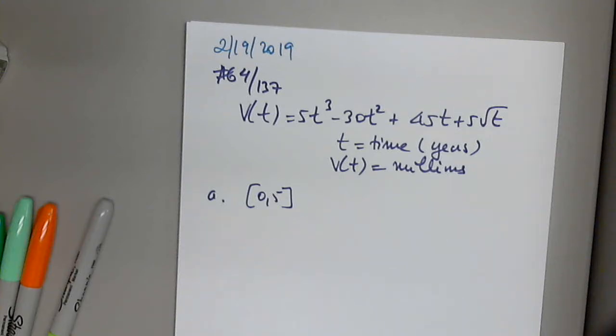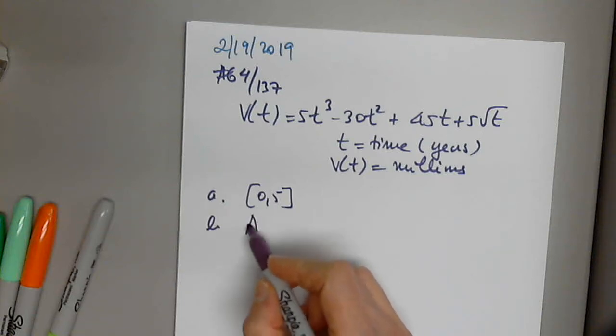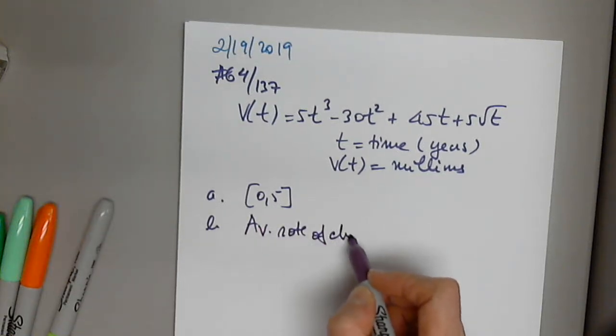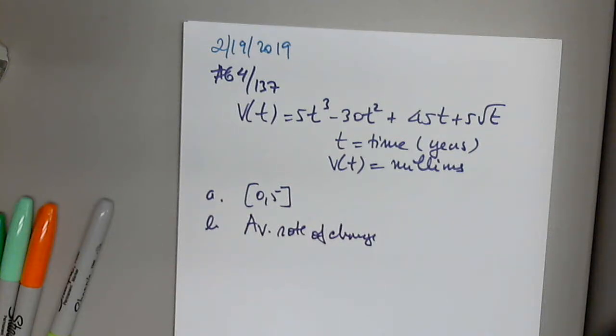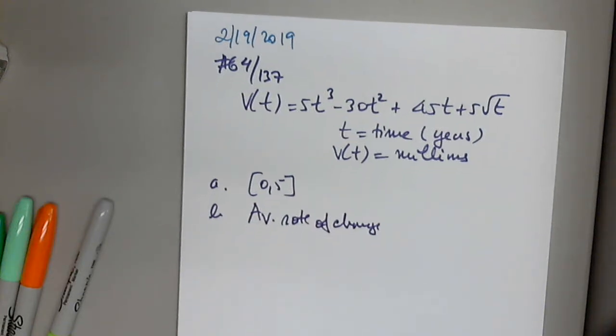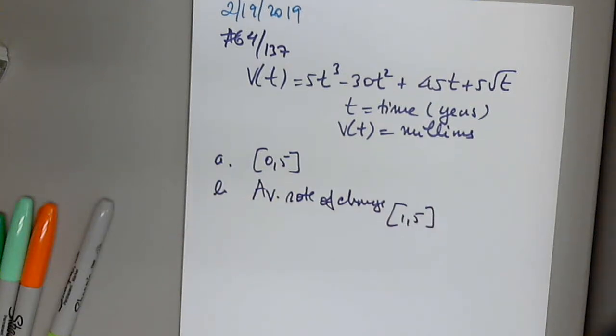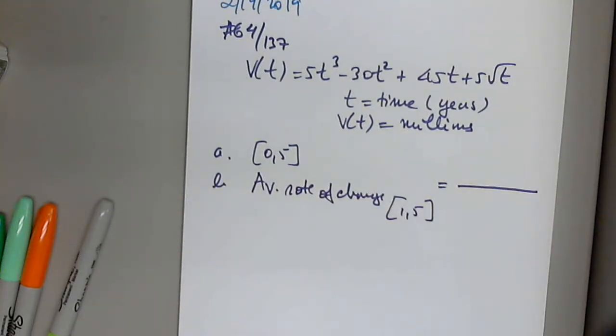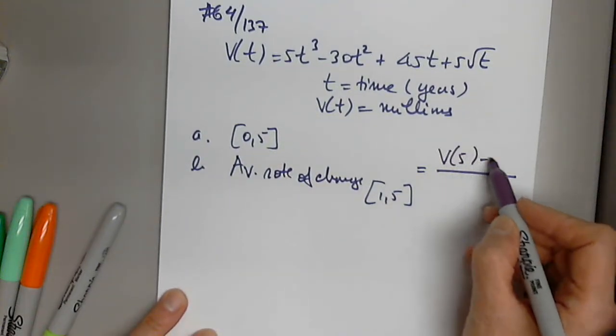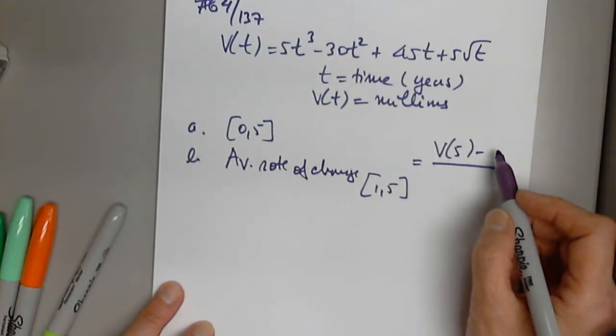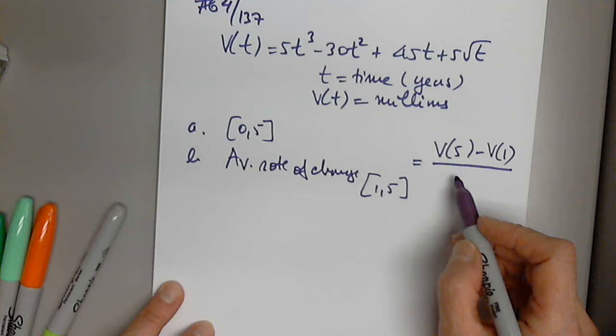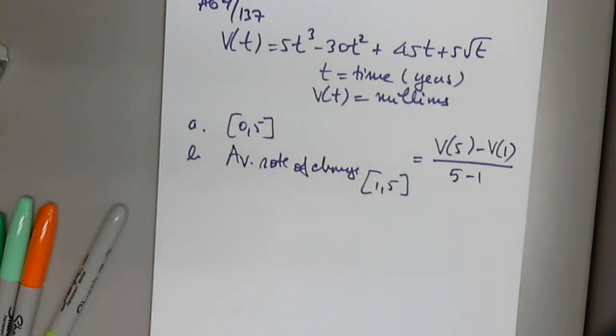Part B. What are they asking in part B? Find the equation of the secant line passing through the points 1, V of 1. So in part B, we want to find the average rate of change. They picked V of 1 and V of 5. So obviously 1, 5. What is the rate of change between these 2 points? It will be V of 5 minus V of 1, divided by 5 minus 1, which will be 4.